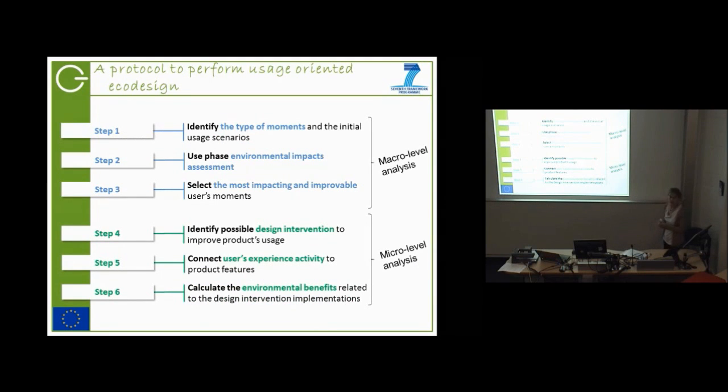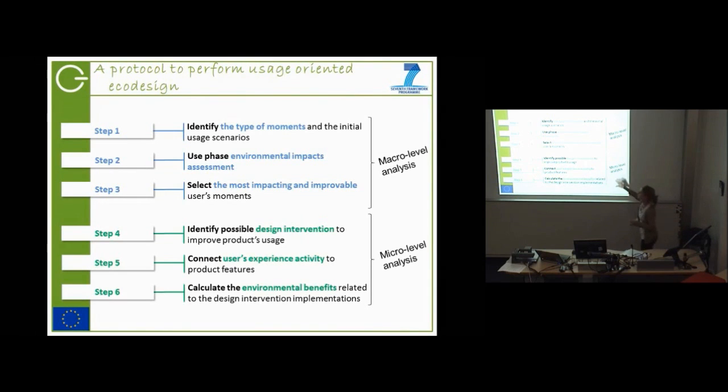So here is a brief outline of our protocol. The first three steps correspond to the macro level analysis. First of all, the designers have to identify the different types of moment that we can have in the use phase. And then there is an environmental impact assessment and a selection of the most impacting moments in order to improve them. I will illustrate all of these steps after this slide in order to have a better overview of what is done in each step.